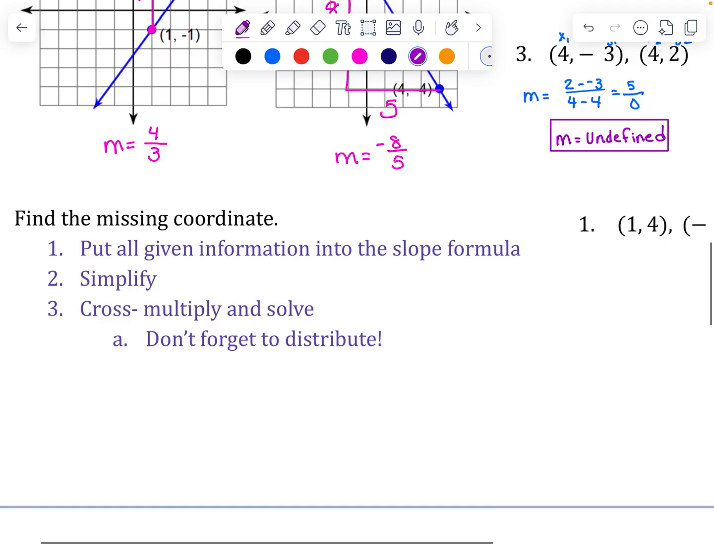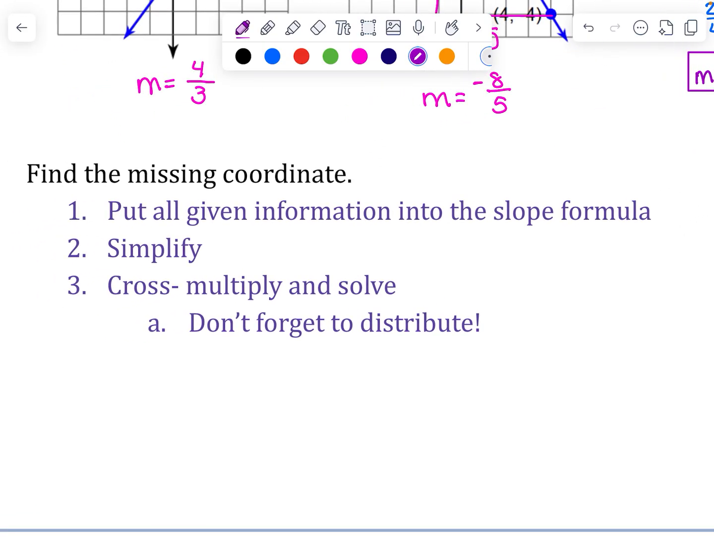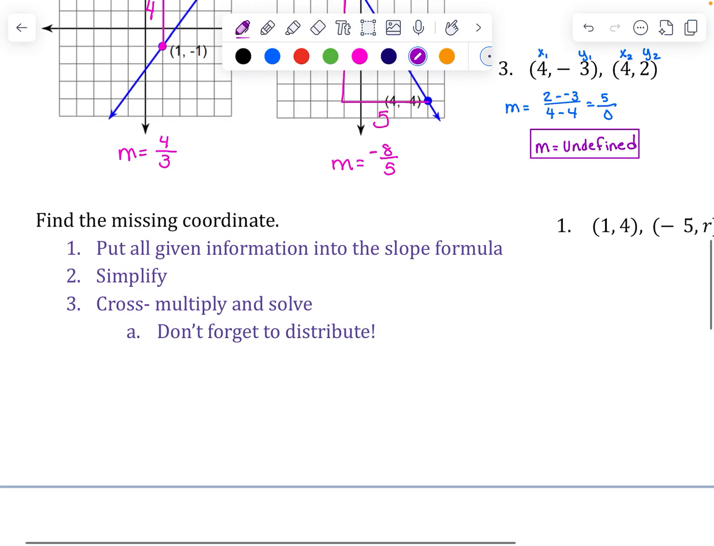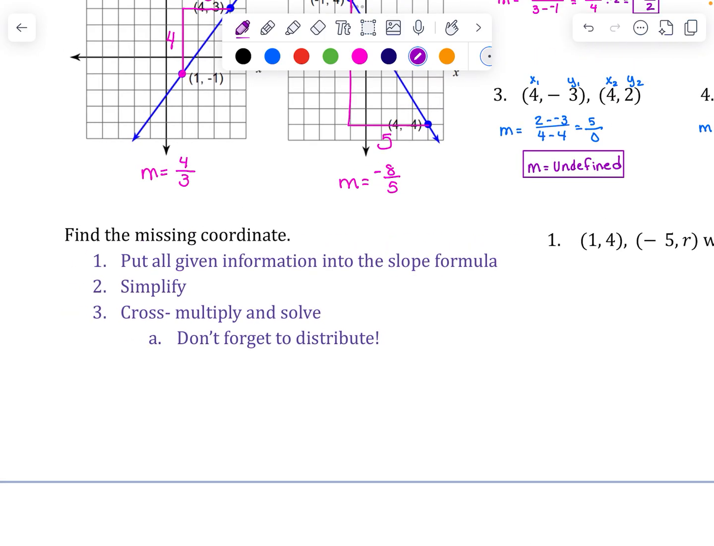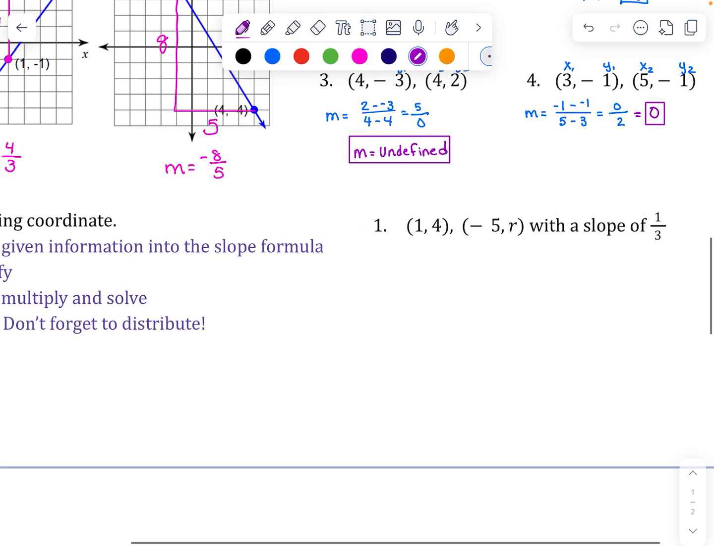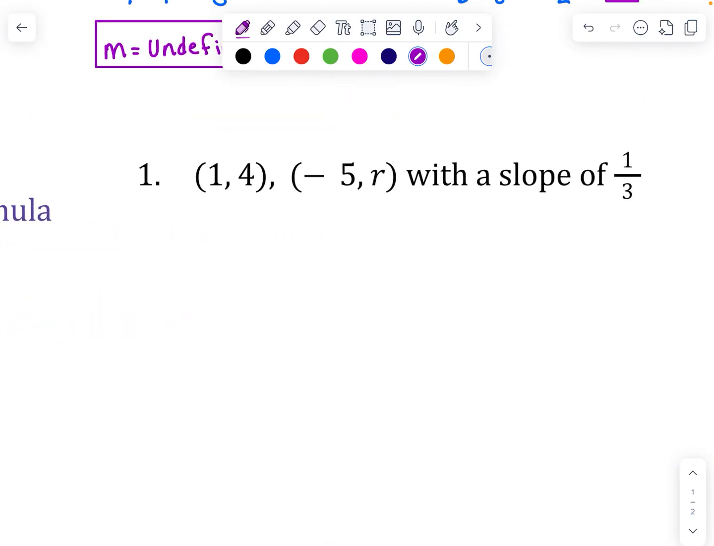All right. Finding the missing coordinate. If you are given an incomplete ordered pair, for example, on this one, it has 1, 4, and negative 5 comma r. So you're given 3 out of the 4 coordinates that you need. Our first step is going to put all the given information into the slope formula. So let's just start with that. We've been setting it up as m equals y2 minus y1 over x2 minus x1.